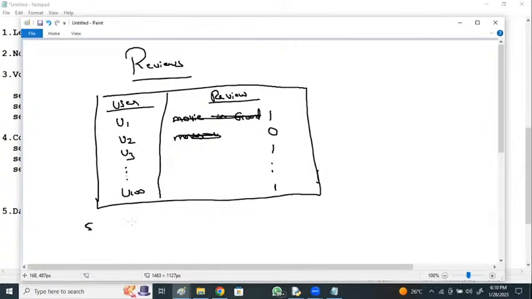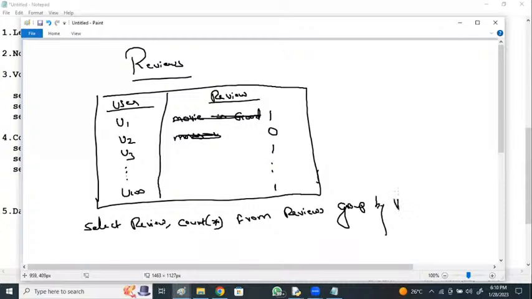Count aggregation. Select review, review-wise count from the reviews table, group by review. What is the output? Zeros and ones. What is the count? 90 people saying the movie is good, 10 people saying the movie is bad. Assume.